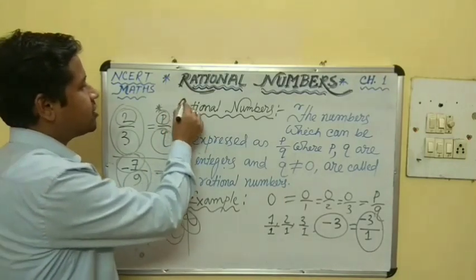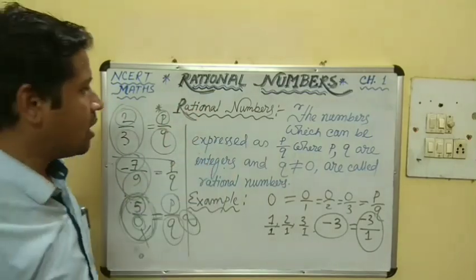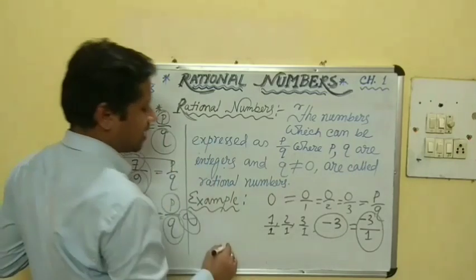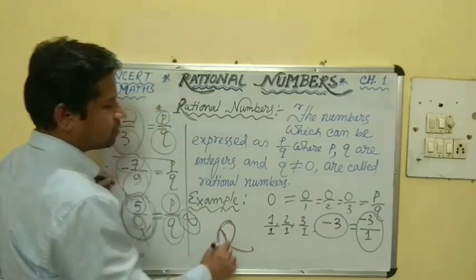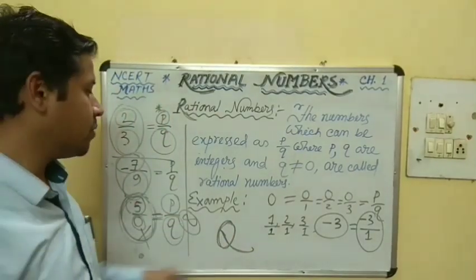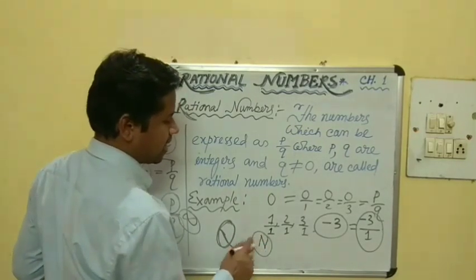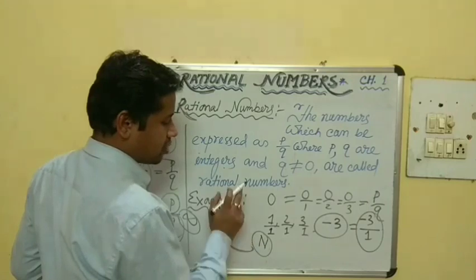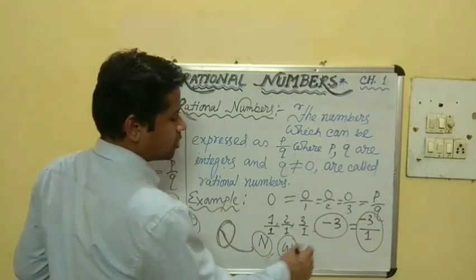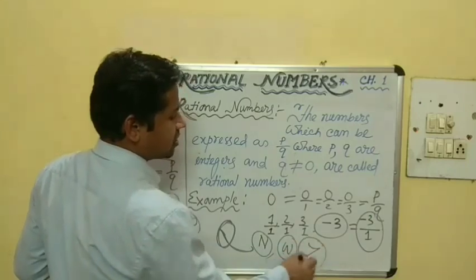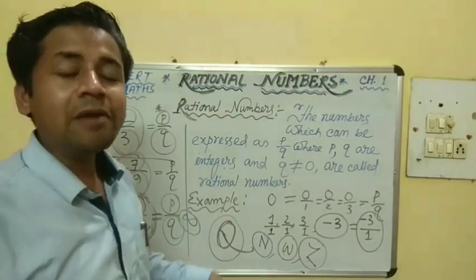So this is the definition and information about rational numbers. The set of rational numbers is denoted by capital Q. We already know that the set of natural numbers is denoted by capital N, the set of whole numbers by capital W, the set of integers by Z, and the set of rational numbers by Q.